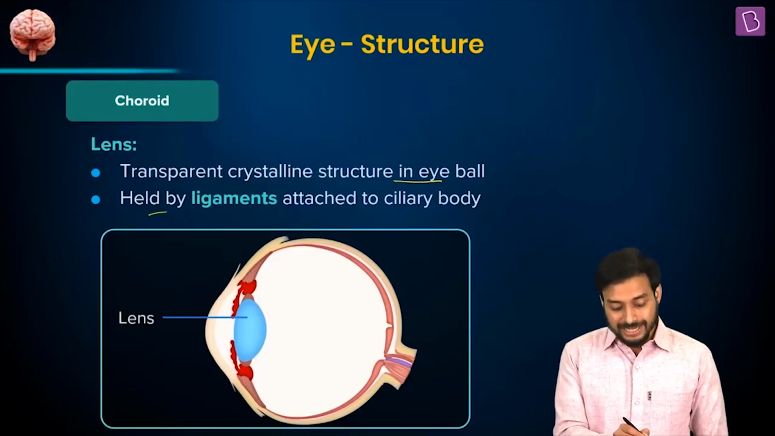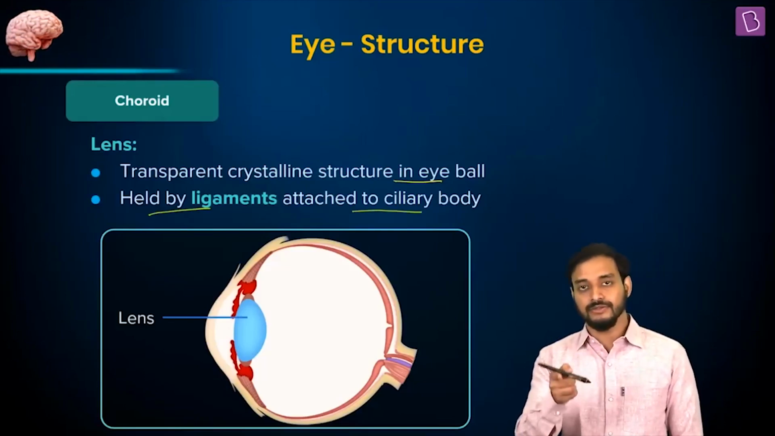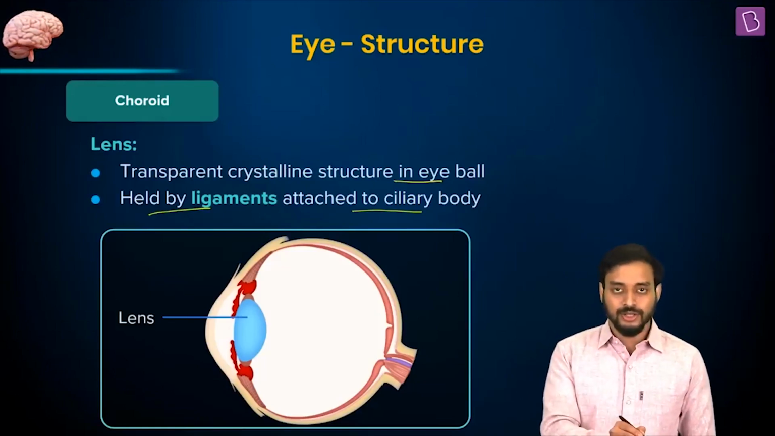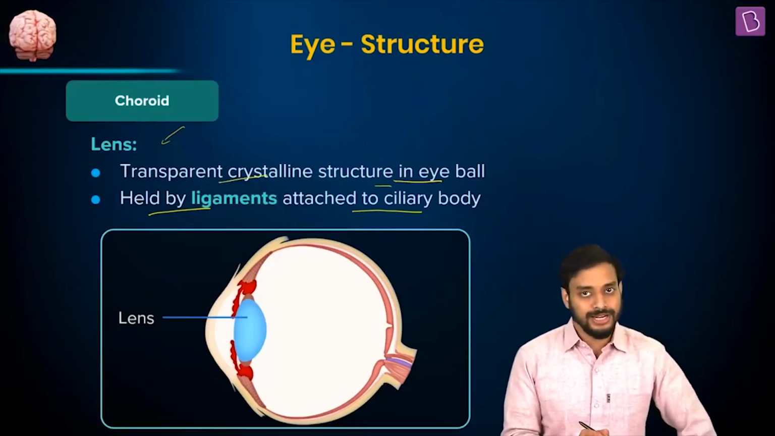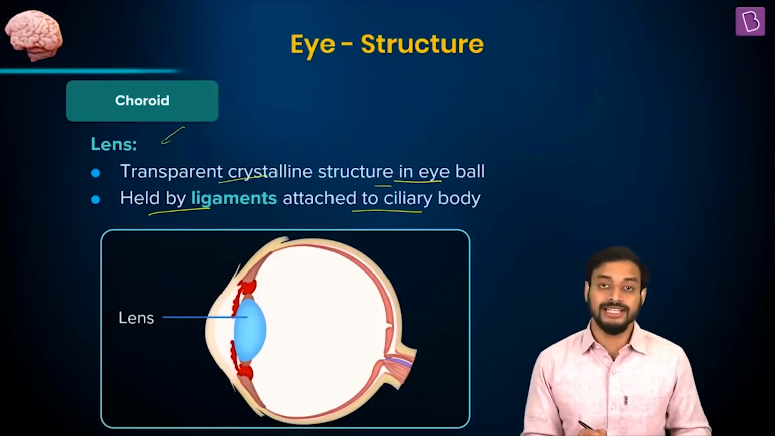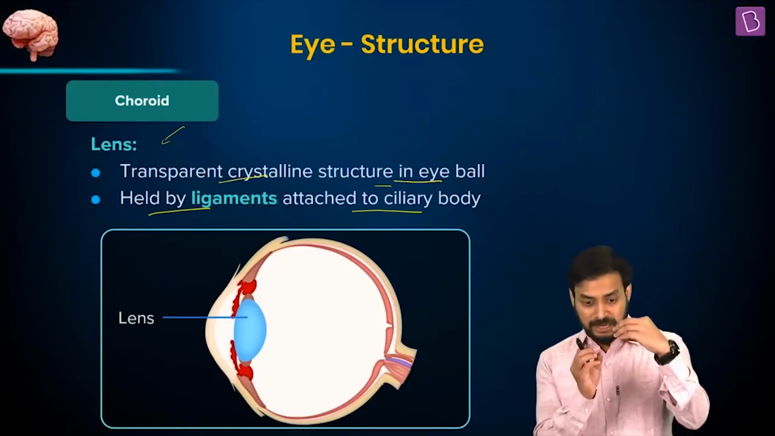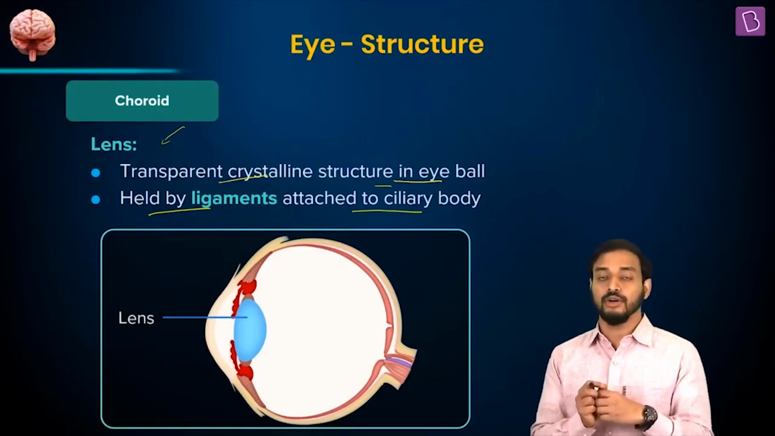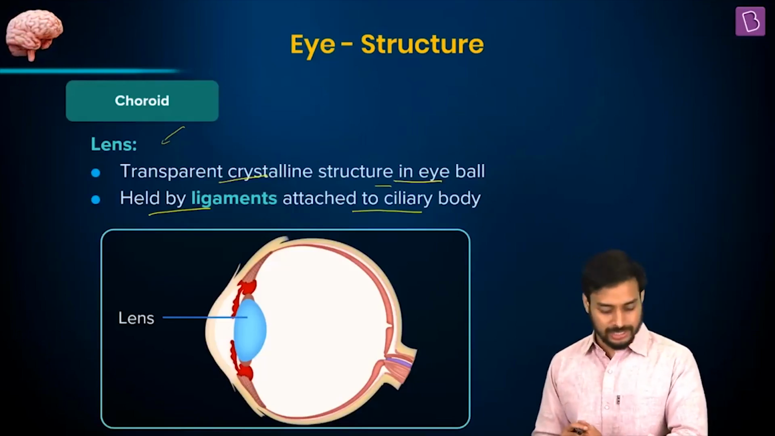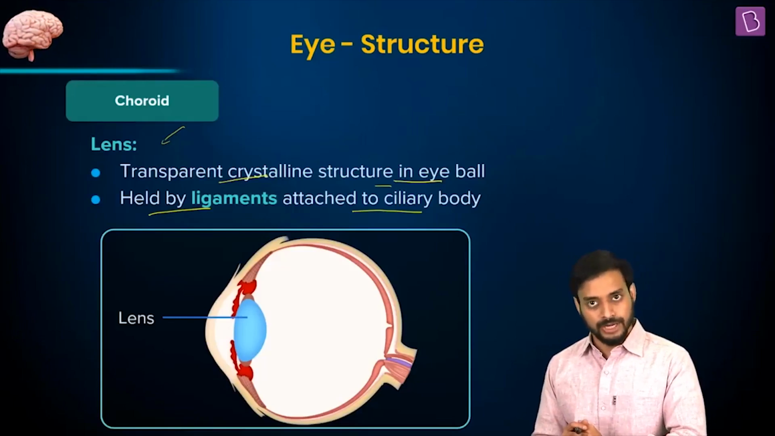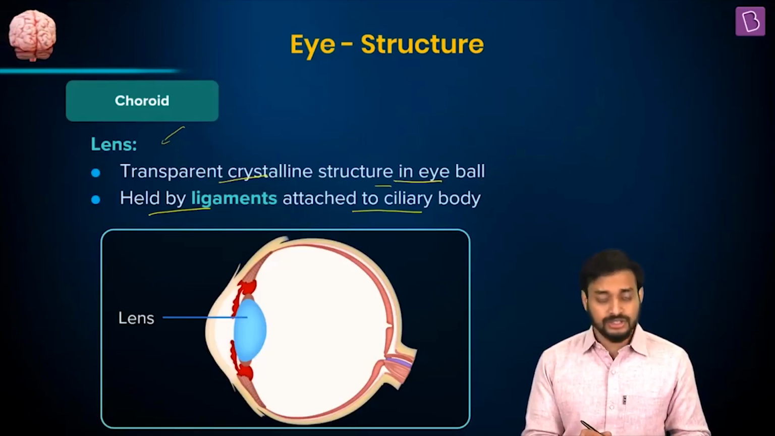They are held by the ligaments attached to the ciliary body. But here, other than the physics, if I talk about the human lens, they are transparent crystalline structures in the eyeball. Again, the function is quite similar to the lens that you will be studying in physics. These lenses are held by the ligaments of the ciliary body. It helps in regulation of the lens.